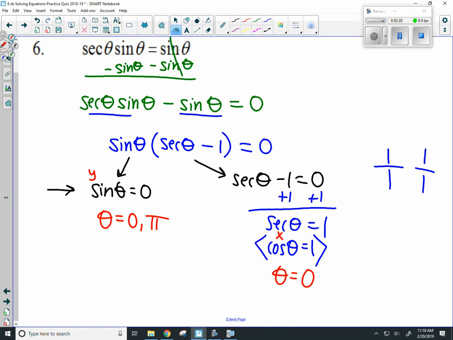So we actually had overlap in both of our solutions, so the only two angles that work for number 6 are going to be 0 and pi.